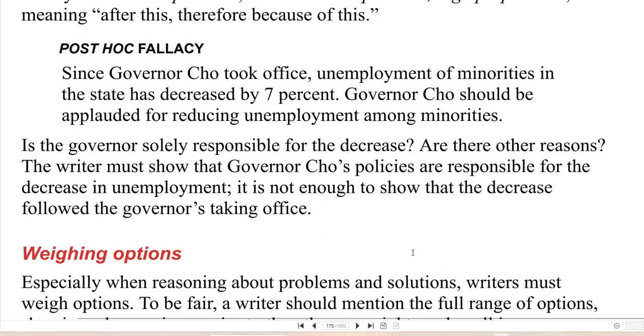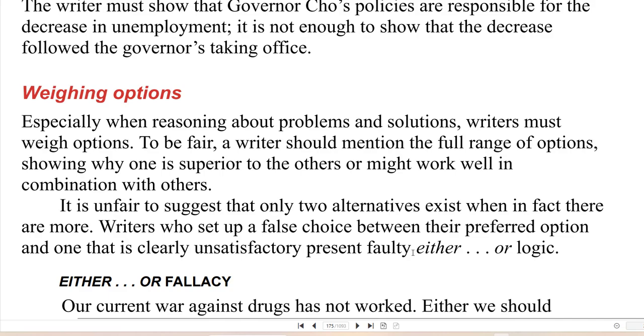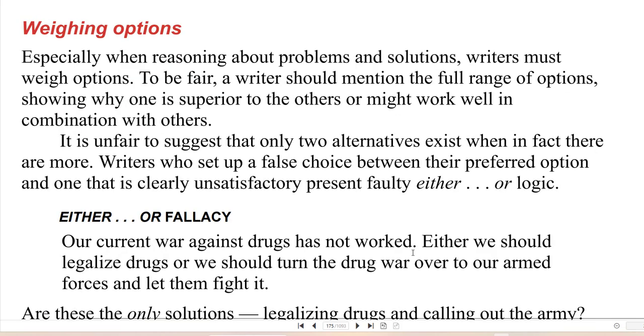In other words, when you make a claim, you have got to show evidence to show how unemployment decreased by 7%. And if you don't show evidence, then you have a fallacy. It doesn't matter if it's a post hoc or not. All fallacies occur when a writer makes a claim and does not back it up with suitable evidence.